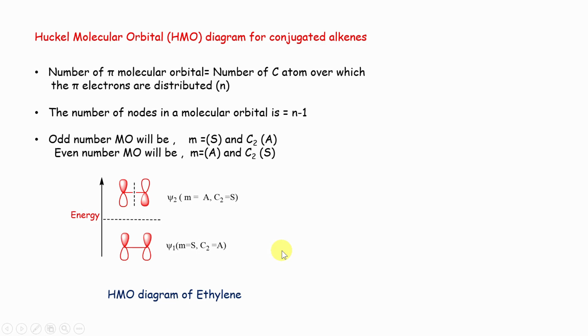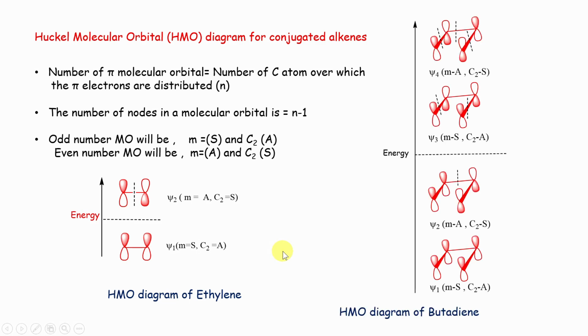Then consider the Huckel molecular orbital diagram of butadiene. It is the Huckel molecular orbital diagram of butadiene. Butadiene consists of 4 carbon atoms. So 4 pi molecular orbitals are distributed on the carbon atoms. There are 4 pi molecular orbitals: psi1 and psi2 are bonding molecular orbitals, psi3 and psi4 are anti-bonding molecular orbitals. Psi1, 1 is an odd number, so it is symmetric with respect to the mirror plane and anti-symmetric with respect to the C2 axis.